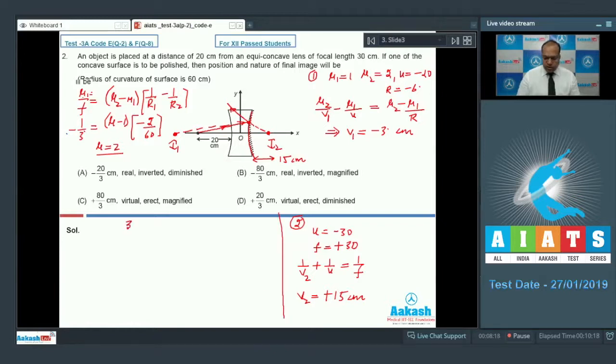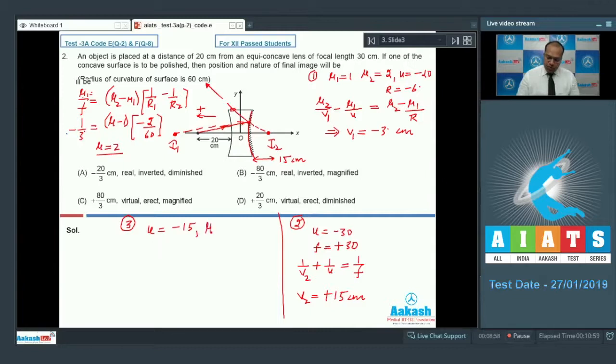So for the second refraction from the first surface, I can say that the value of u is equal to minus 15 centimeter, because as per convention we have to take the positive in the direction of the incident ray. So in this case, the direction of incident ray is this, so this direction is considered to be positive. So u is taken as minus 15.